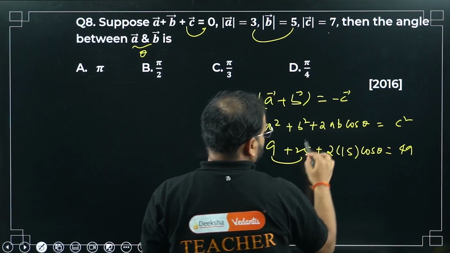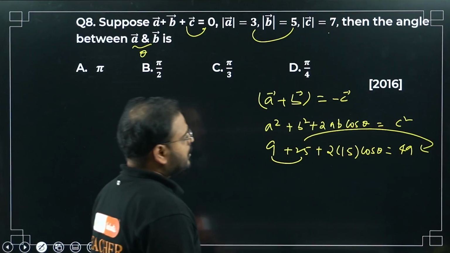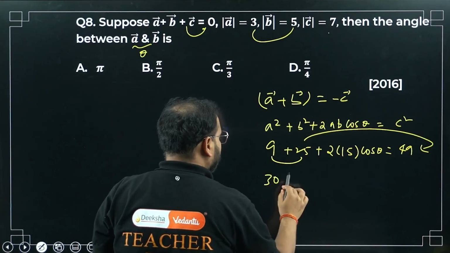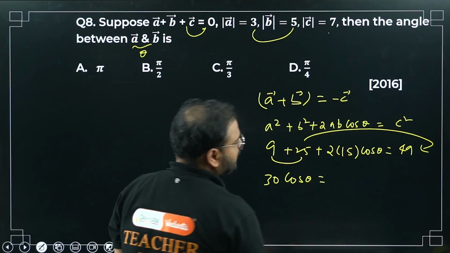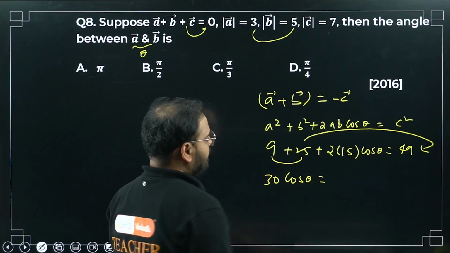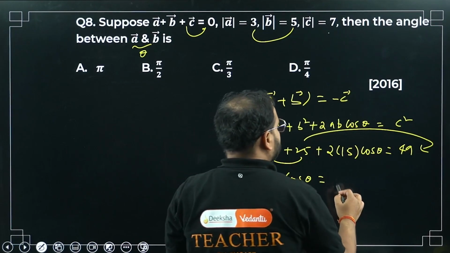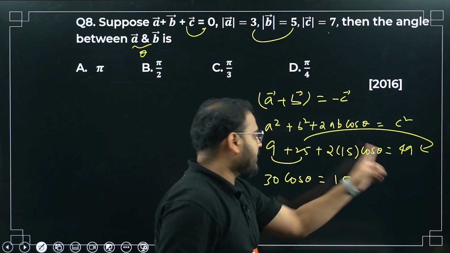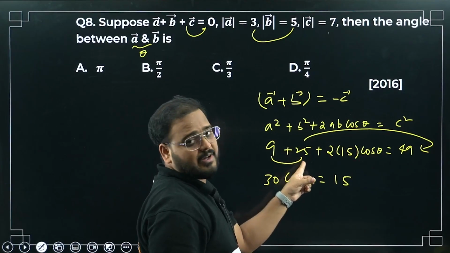Bring both of the terms on this side. I get 30 cos theta equals to what? 49 minus 9 is 40, minus 25 is 15. Please check. If you're not sure, do the subtraction. 49 minus 9 is 40, minus 25 is 15.